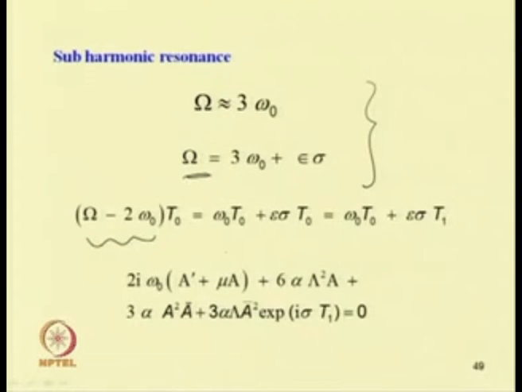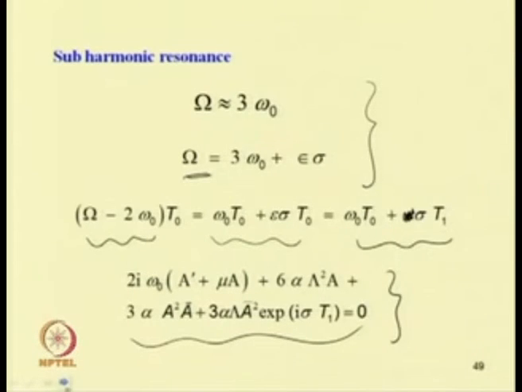So, that can be written as 3 omega 0 t 0 minus 2 omega 0 t 0. So, this becomes omega 0 t 0 plus epsilon sigma t 0. As epsilon t 0 equals t 1, sigma epsilon t 0 equals sigma t 1. So, we can write this as omega 0 t 0 plus sigma t 1, and substituting that into the equation, this leads to the secular term. So, this term has to be eliminated from that equation.